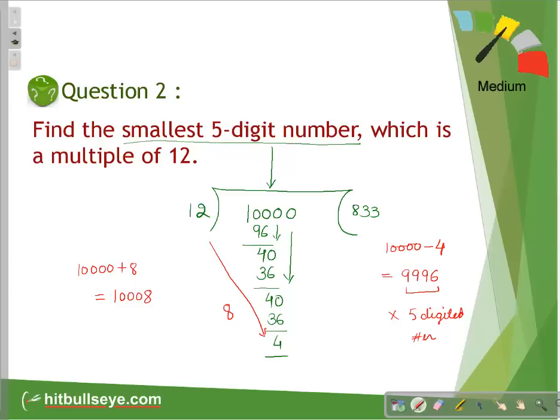We can do one more thing. See, if we subtract 4 from 10,000, we'll get a 4-digit number which is a multiple of 12. But we need a 5-digit number. You could add 12 to this number as well. You'll get the same answer once again, that is 10,008. You can go by either approach.